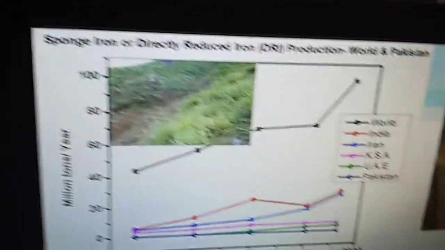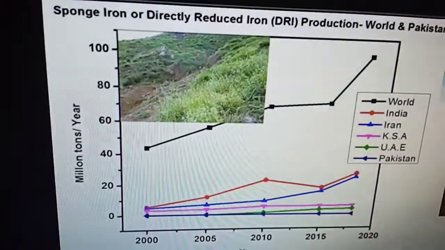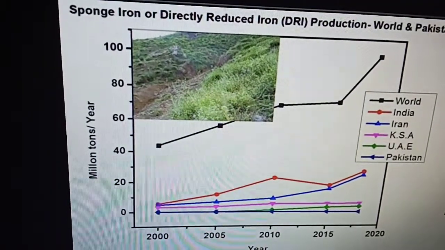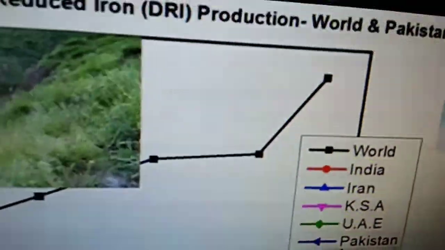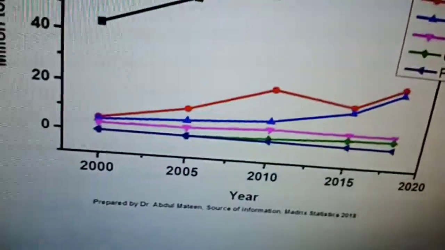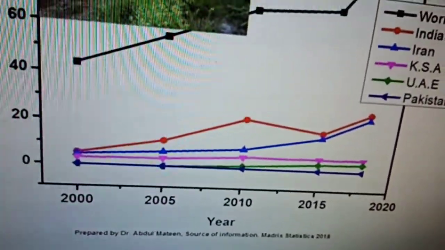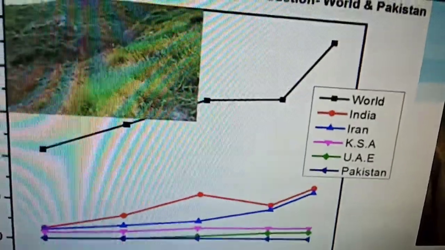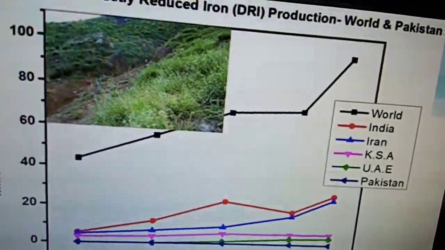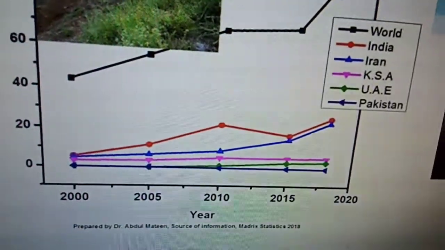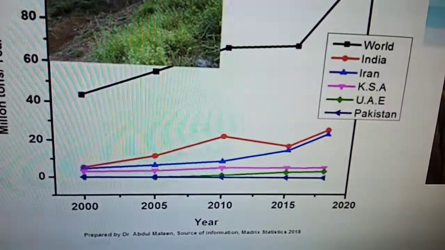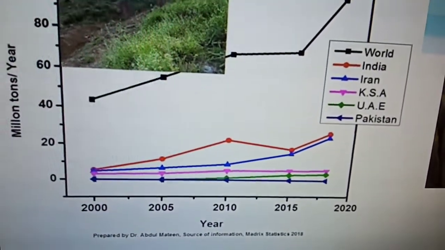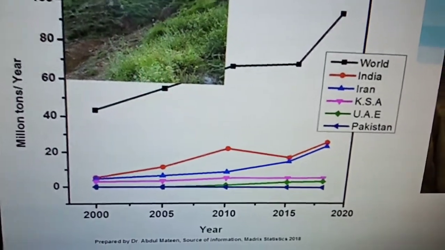And now you can see this is the graph which I have plotted, and I have taken the data from the matrix statistic of 2018. You can see in the graph that world sponge iron production increased from 2000 to 2020, and the graph is going up. And now these are the graphs of a few countries. You can see on the top is India. So the sponge iron production is highest in India.